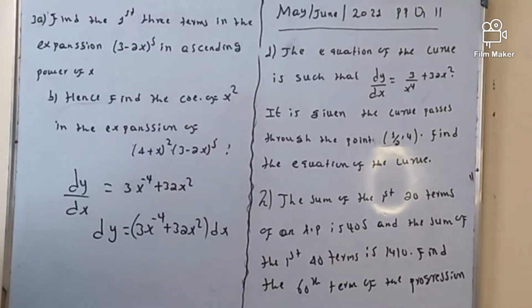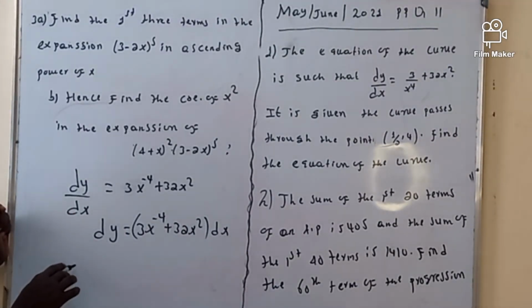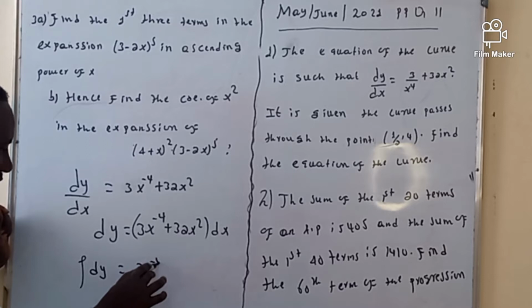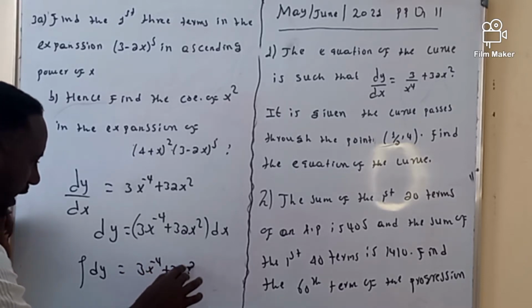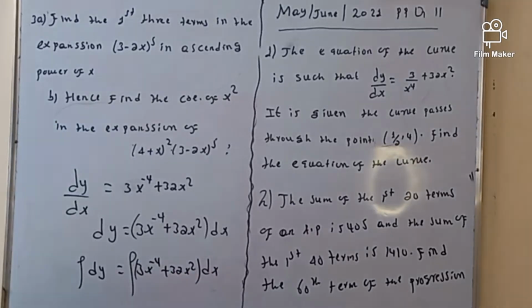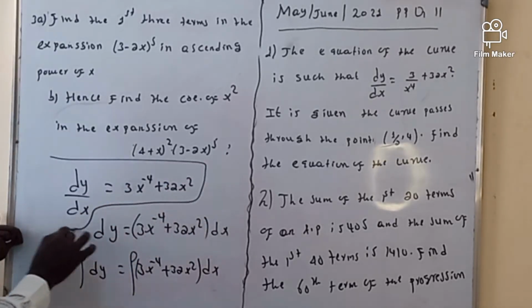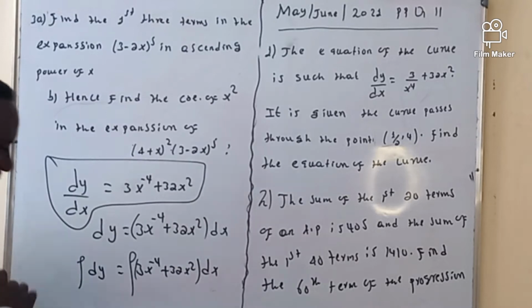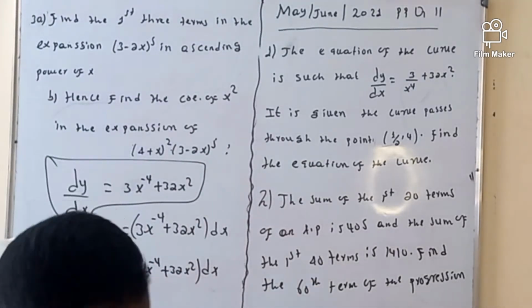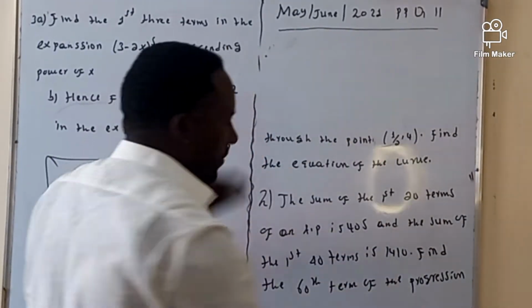Then finally, let's integrate both sides with respect to dx. So the integral of dy equals the integral of 3x raised to minus 4 plus 32x squared with respect to dx. This is the way we are going to solve this problem. In order to find the original function, we have to integrate both sides. First of all, we have to write this problem in this form, and then we can find the integral of both sides. Let me clear this part and we'll solve here. Now we have this one.